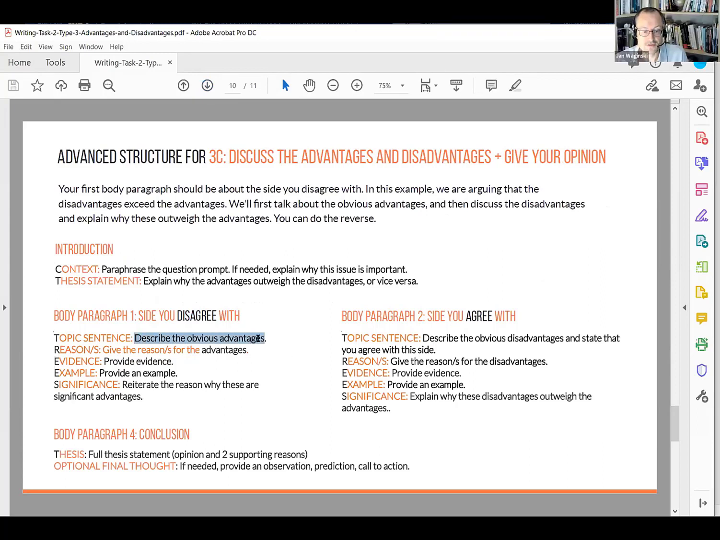Here, describe the obvious advantages of the side that you disagree with. And again, the structure is still the same. Give your reason, evidence, example, significance. But then for the second body paragraph, the side that you agree with, describe the obvious disadvantages as an example and state that you agree with this side. Again, give reasons, an example, evidence, and explain why the disadvantages outweigh the advantages.